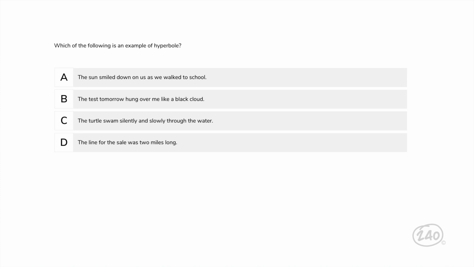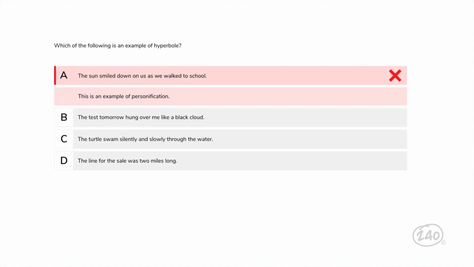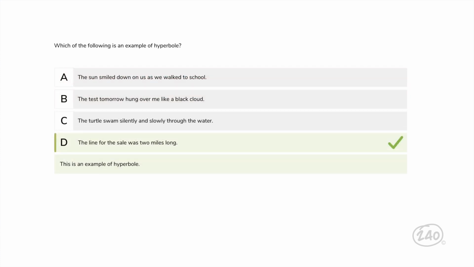The test tomorrow hung over me like a black cloud. The turtle swam silently and slowly through the water. The line for the sail was 2 miles long. Now I'm gonna go with A. That may be a mistake. The question feedback feature in the 240 app showed me that that one's actually an example of personification. This is actually the correct answer.